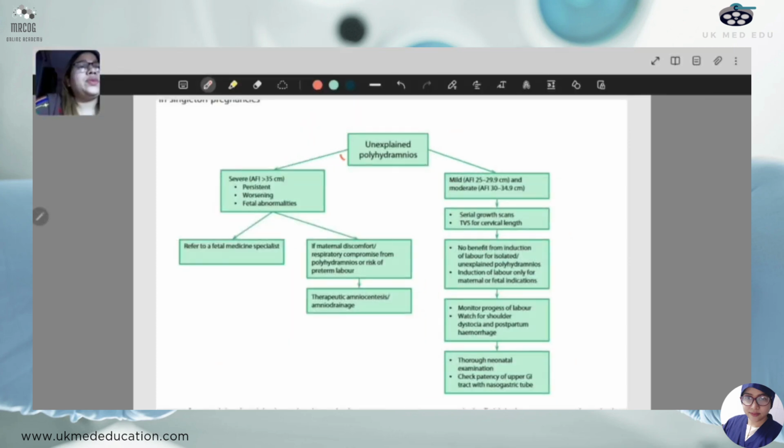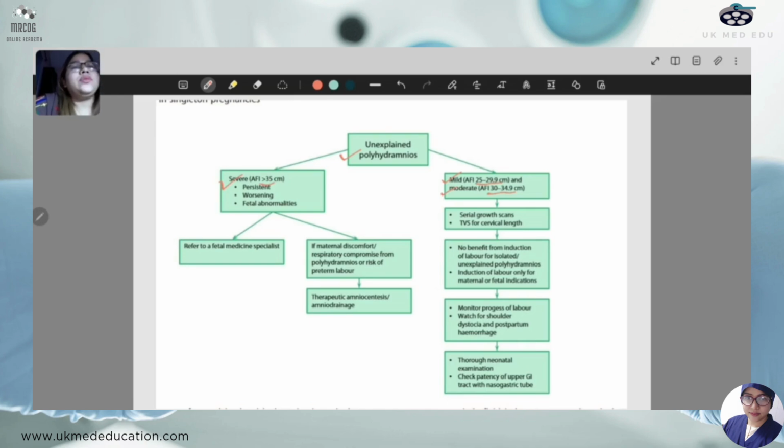So here is unexplained polyhydramnios. If any patient came to you with unexplained polyhydramnios, you have to follow this flowchart. You have to assess severity using AFI. If AFI is more than 35 cm, this is severe polyhydramnios. If AFI is 25 to 29.9 cm, this is mild. If AFI is 30 to 34.9 cm, this is moderate polyhydramnios.